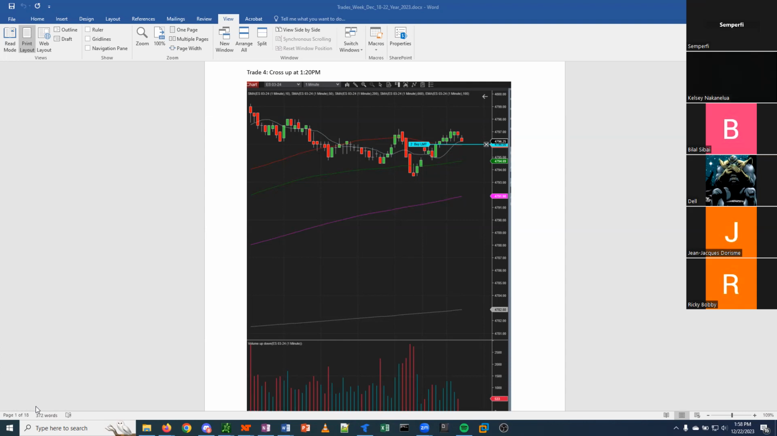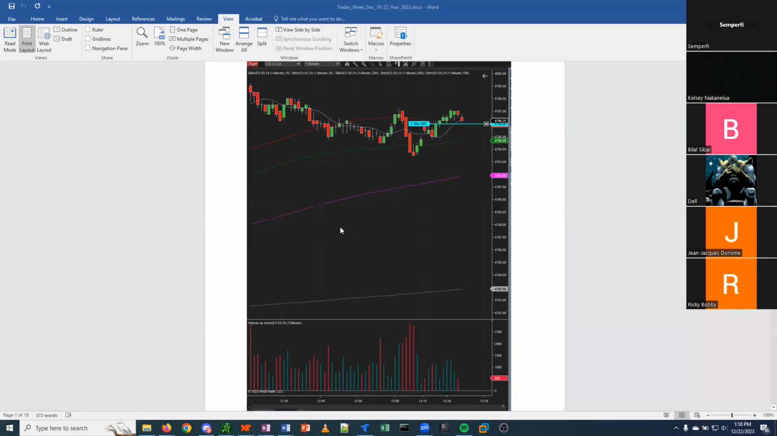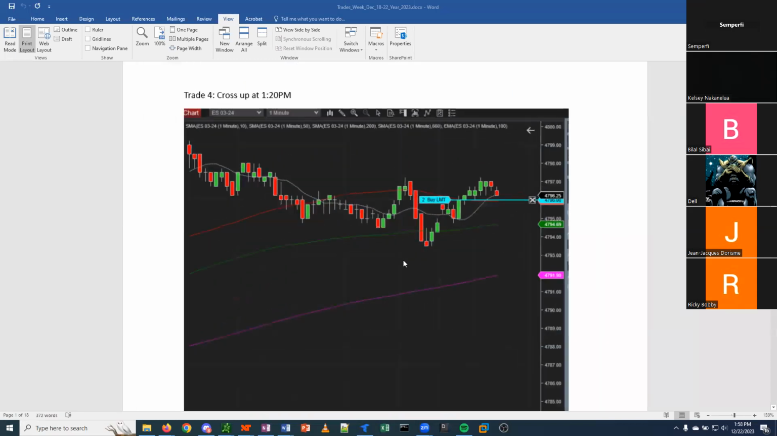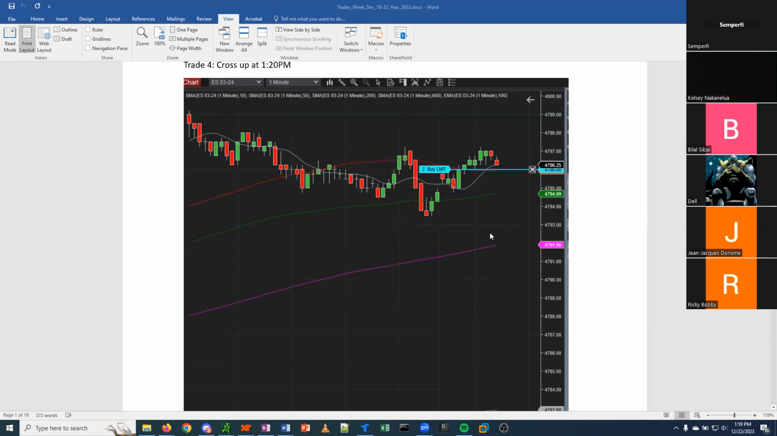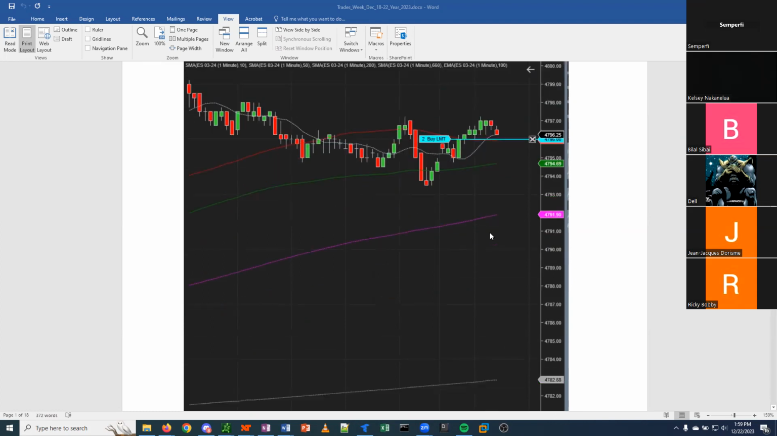This is just to show you the cross, basically, where I put the limit. So when it crossed, I just put the limit, the buy limit at the 50. If it does not go down, it will not show the trade. So you got the cross right there.